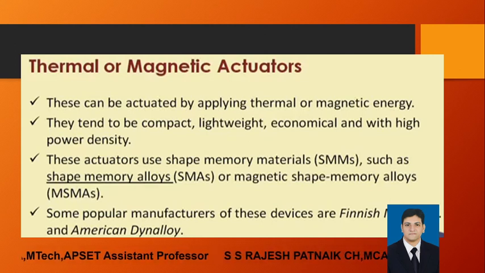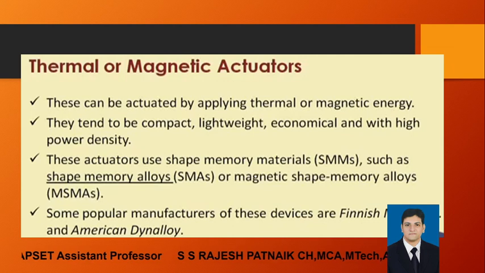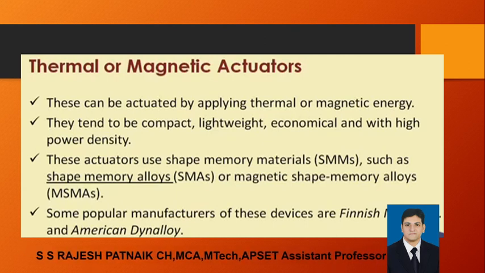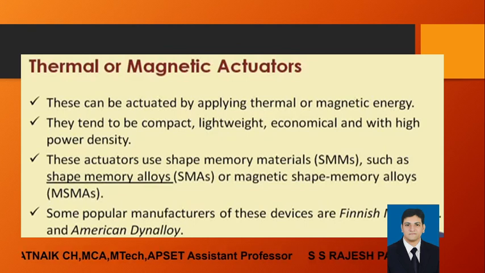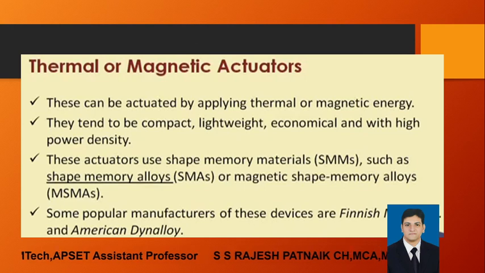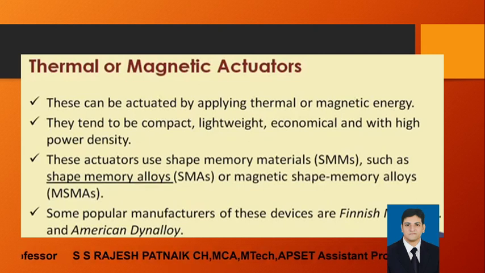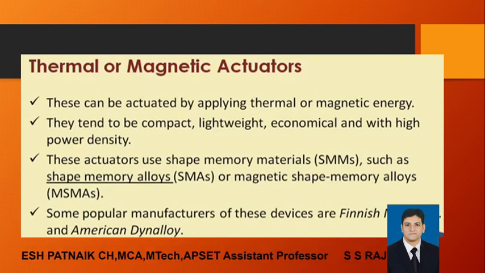And next, we come to thermal or magnetic actuators. These can be actuated by applying thermal or magnetic energy. I already told you thermal means based on heat, it is going to generate some action. In printers, you have thermal printers, where the printing of the characters is done through thermal energy. That means based on heat, the characters are printed. Similarly, these can be actuated by applying thermal or magnetic energy.